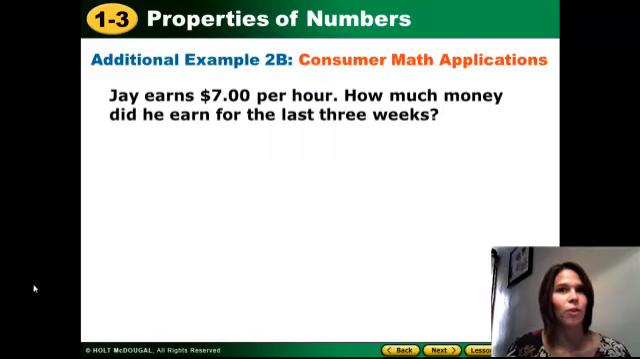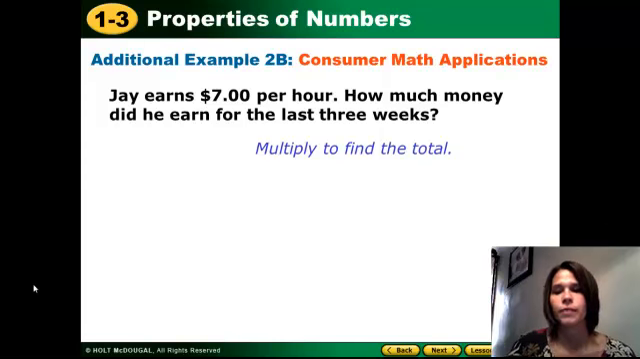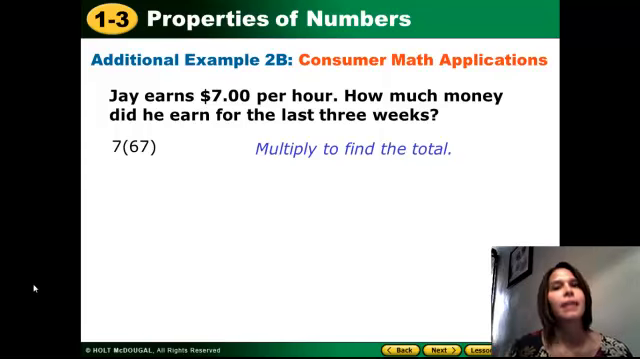Well, I kind of want to know how much he made. If Jay earned $7 per hour, how much money did he earn for the last 3 weeks? I can use my 67 hours from the last application, and I'm going to multiply to find my total. 7 times 67. Again, this day and age and technology, you could go to a computer or a calculator, but there's a simple way to do this.